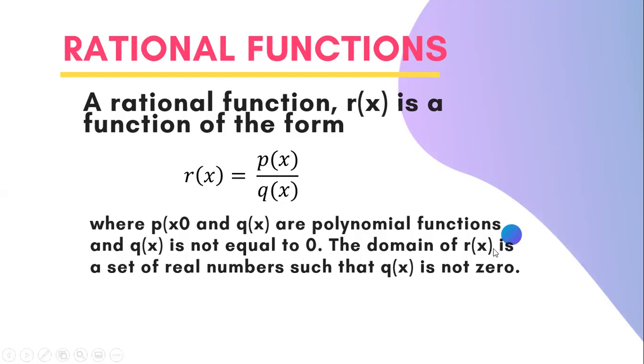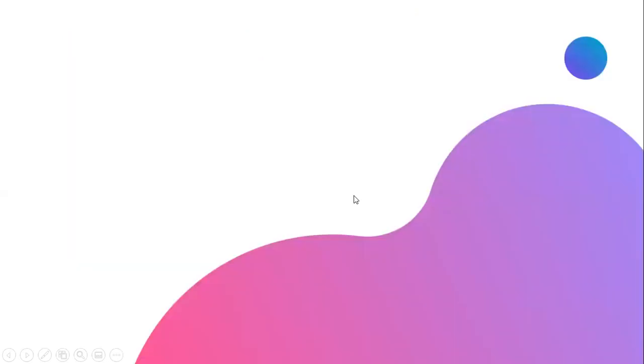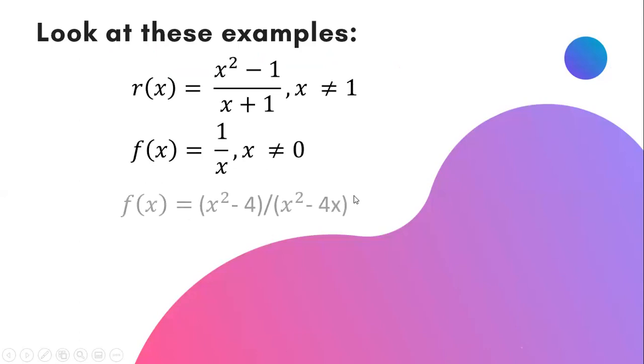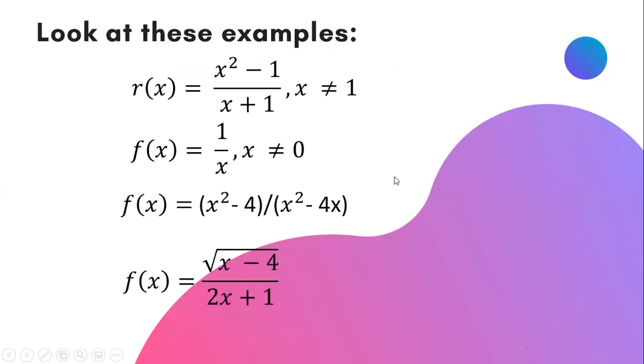And then the domain of r of x is the set of real numbers such that q of x is not 0. So take a look at these examples. Which do you think is not an example of a rational function? Is it the first one, the second one, the third, or the fourth? If your guess is the fourth one, then your answer is correct. So this is not an example of a rational function.